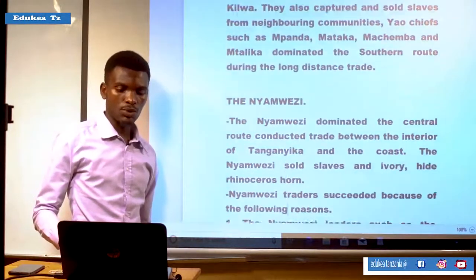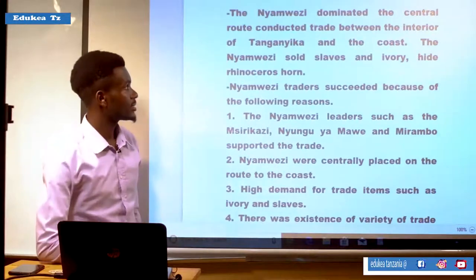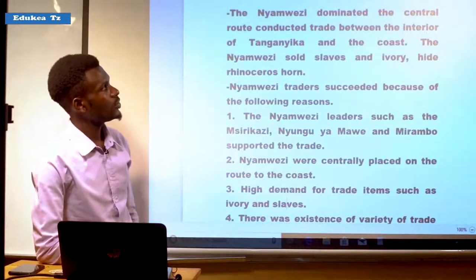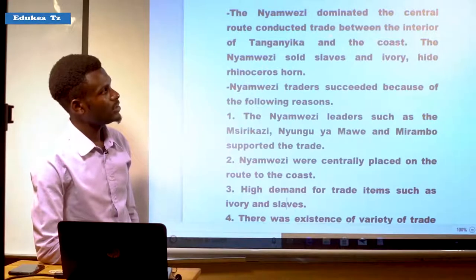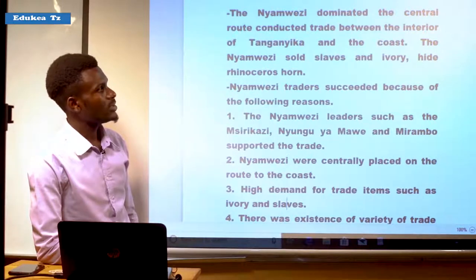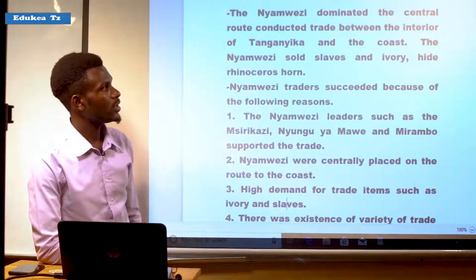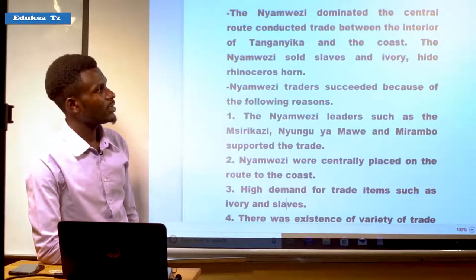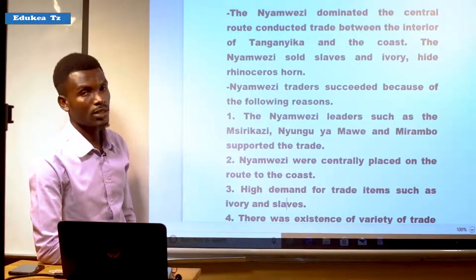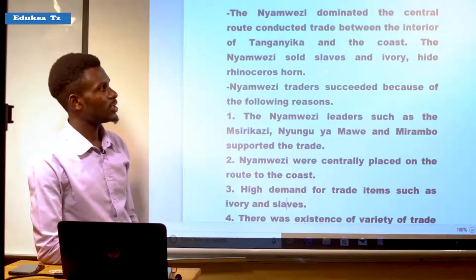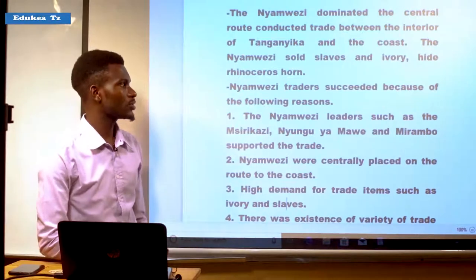The central route involved the Nyamwezi. The Nyamwezi dominated the central route, conducting trade between the interior of Tanganyika and the coast. They provided ivory, hides, rhinoceros horn and slaves, and sold them to the Swahili traders and the Arabs from the coastal areas.